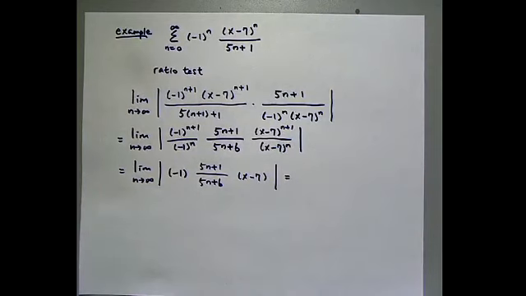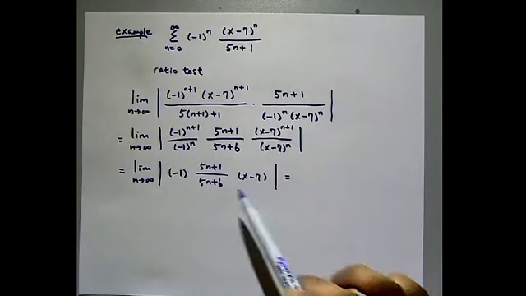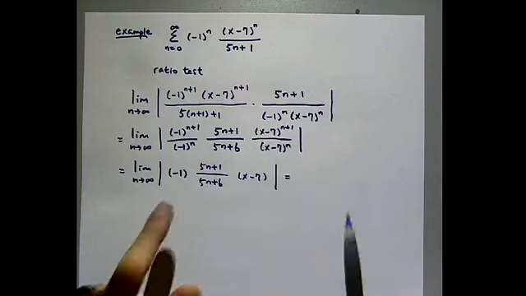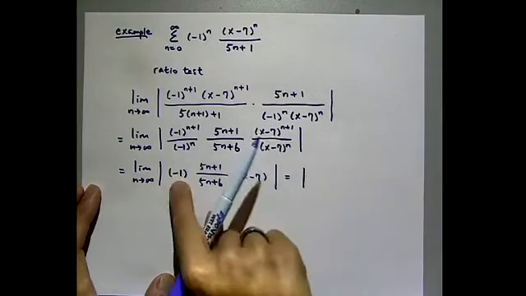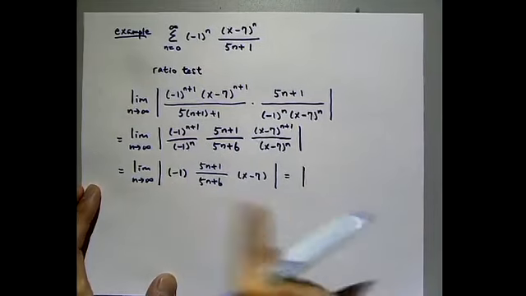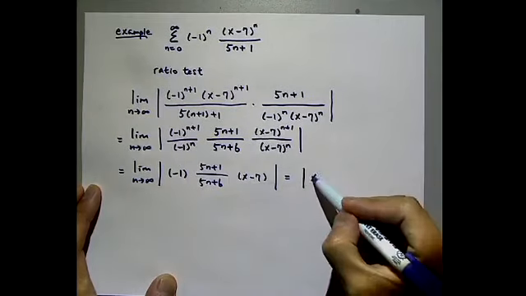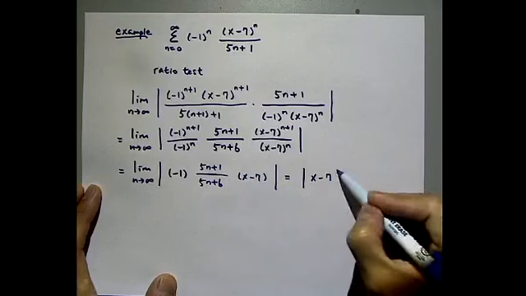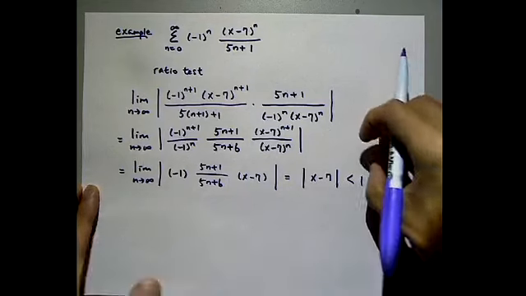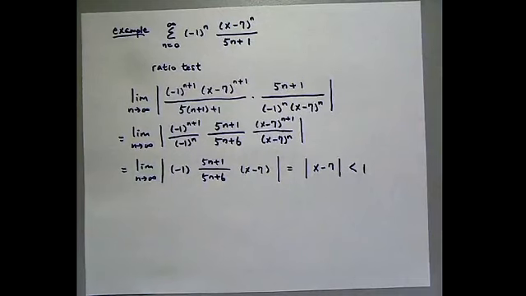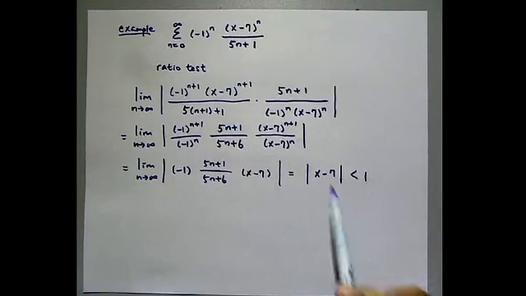So, finally, when n goes to infinity, the middle one goes to 1. So we have minus 1 times x minus 7. But that minus 1 is irrelevant because we're taking the absolute value. So that's just the absolute value of x minus 7. As usual, we require that to be strictly less than 1 in the first step, because that's the only thing the ratio test can be conclusive about, when the ratio is strictly less than 1.